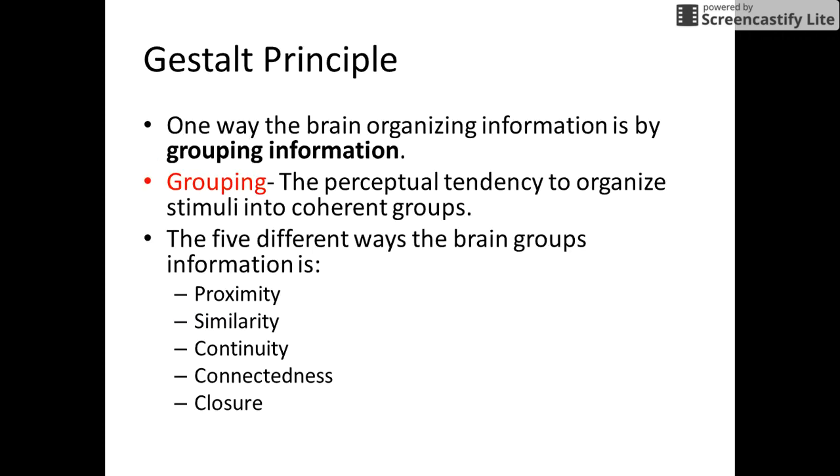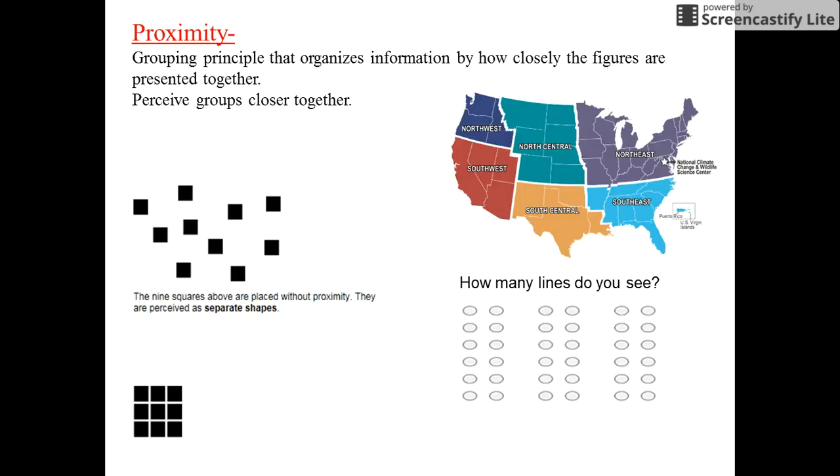So the Gestalt principle, one way the brain organizes information is by grouping them together. Grouping is the perceptual tendency to organize stimuli into coherent groups. The 5 different ways the brain groups information is by grouping it by proximity, similarity, continuity, connectedness, and closure. So we're now going to look at the Gestalt principle and how they group information. These are the different ways that we actually group information.